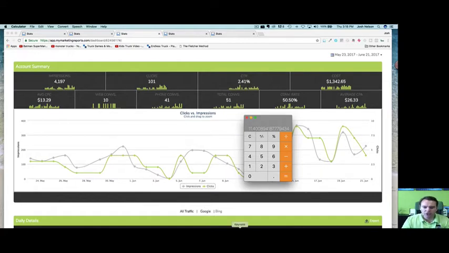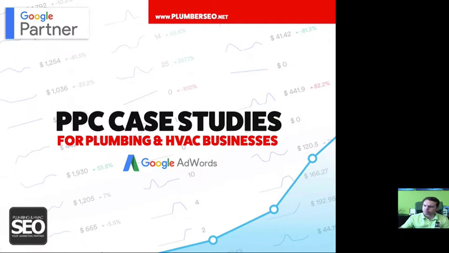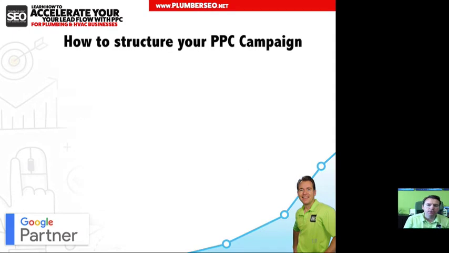Okay, so let's keep moving forward. Those are just some examples. Now let's dive into how to set up and structure your pay-per-click campaign for maximum ROI and minimum cost per lead. High level, I'm going to share the bullets, and then we're going to drill down on each.